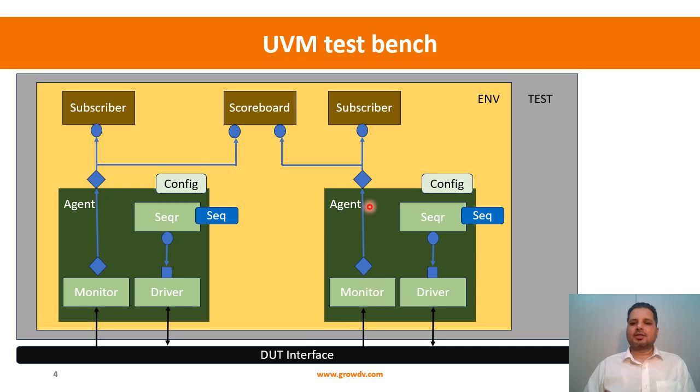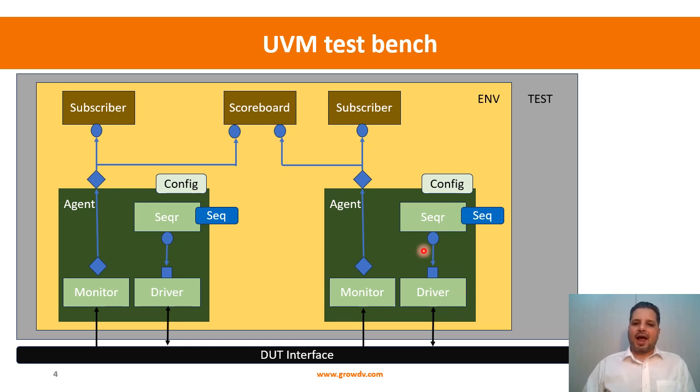Then you have the analysis port, multiple, like there can be a coverage subscriber, there can be scoreboards that are getting connected, and then connection to the DUT happens through a set of virtual interfaces, and then the connection between your sequencer and driver happens through the sequence item port and its implementation.